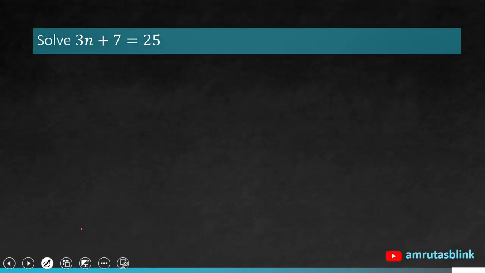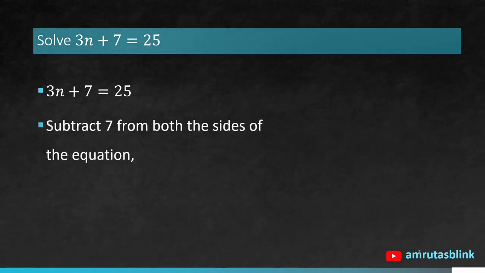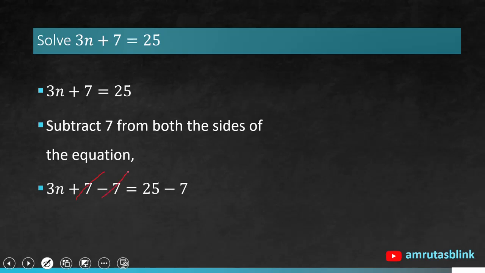Example 13. Solve 3n plus 7 is equal to 25. Here there are two operations: one is multiplication and one is addition. In order to reach 3n, first of all we need to remove the 7. Now this 7 is added, so we need to subtract 7 from both the sides of the equation in order to cancel out this 7. So 3n plus 7 minus 7 is equal to 25 minus 7. The plus 7 and minus 7 cancel each other and we have 3n is equal to 25 minus 7, which is equal to 18.